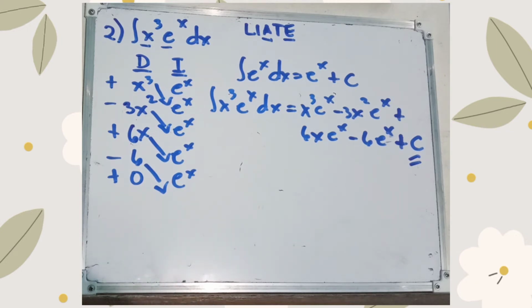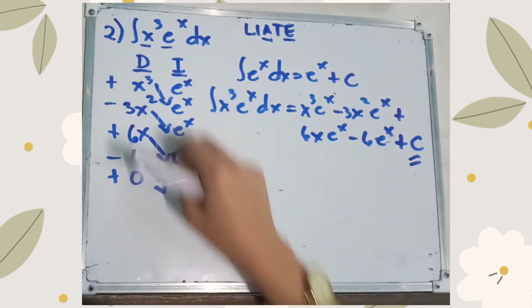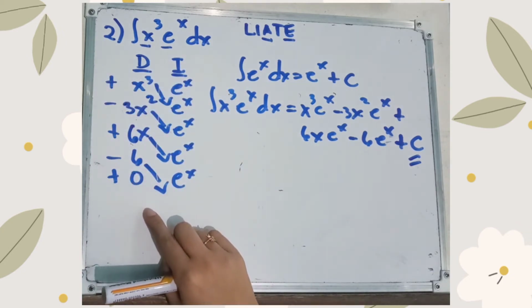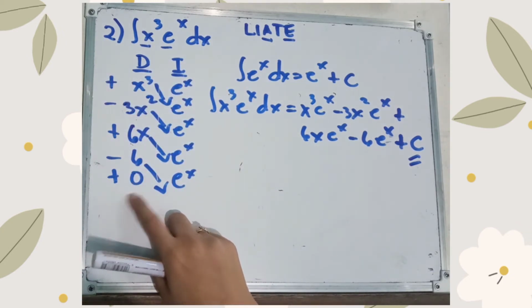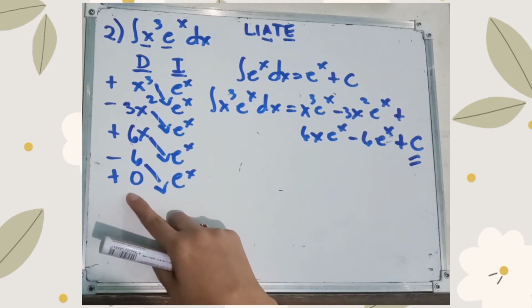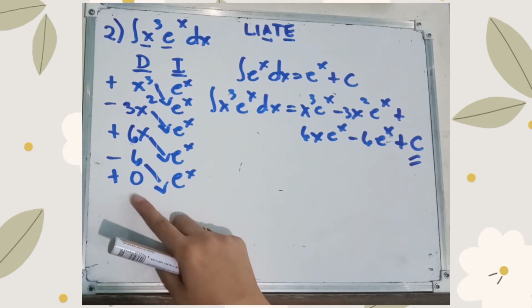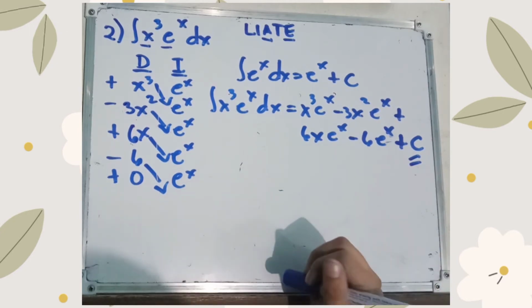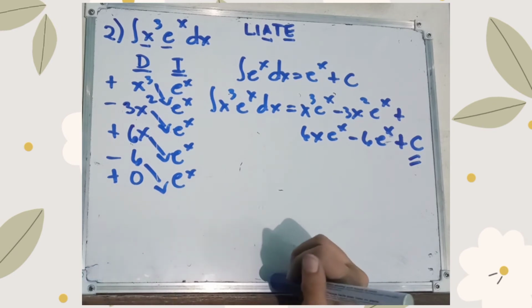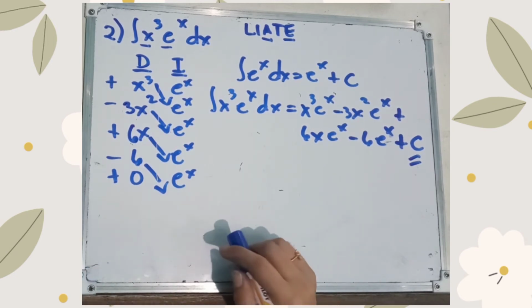So here, one of the requirements is for us to arrive at 0. So this will only apply for algebraic functions. So what about other types of functions like logarithmic, inverse trigonometric, or exponential? So let's have an example for that.